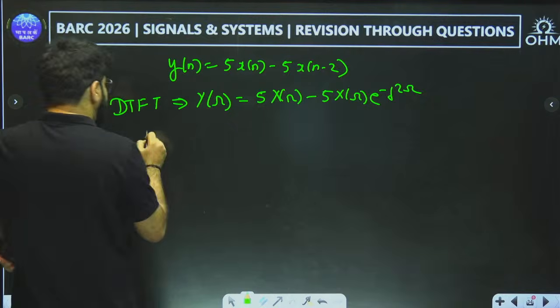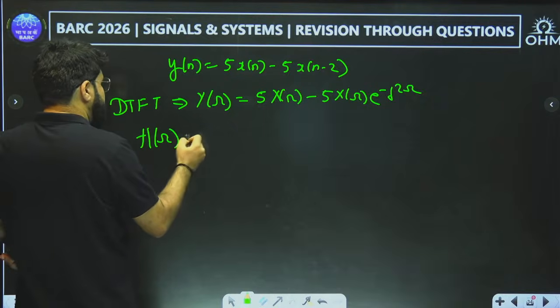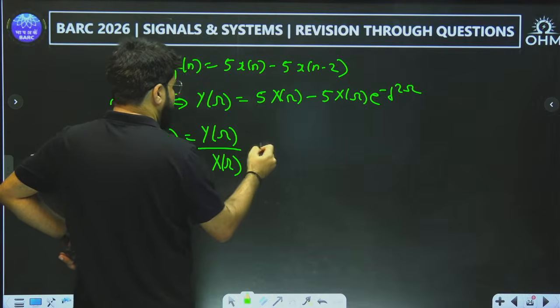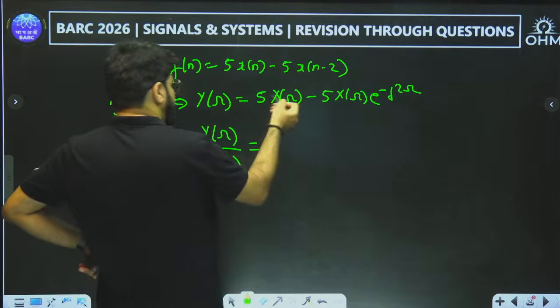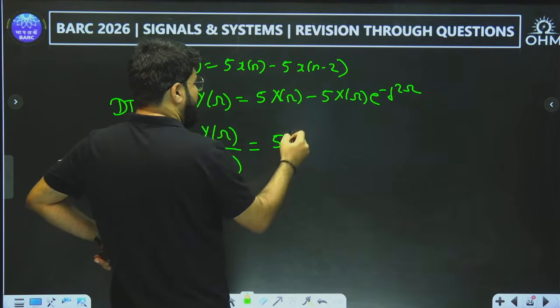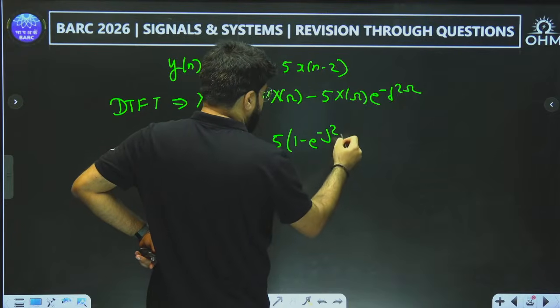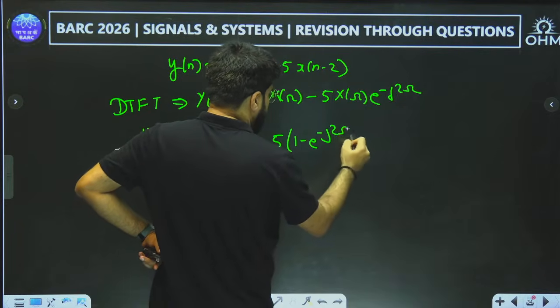Okay, so what is the frequency response of the system? Frequency response of the system is defined as Y(omega) by X(omega), the ratio of output by input Fourier transform. When you divide by X(omega), on the right side I'll take 5 common: 1 minus e power minus 2j omega, or e power minus j2 omega.